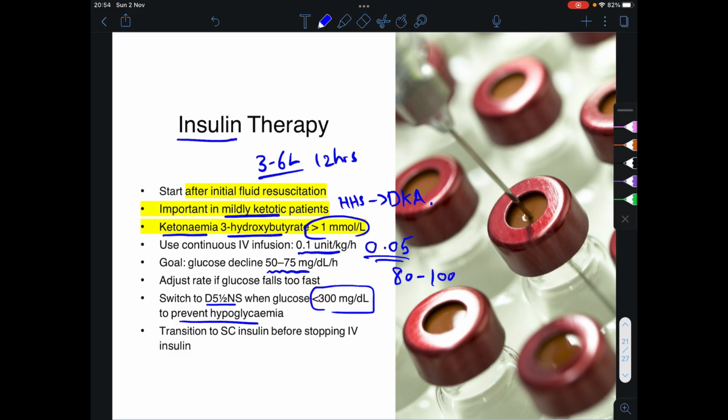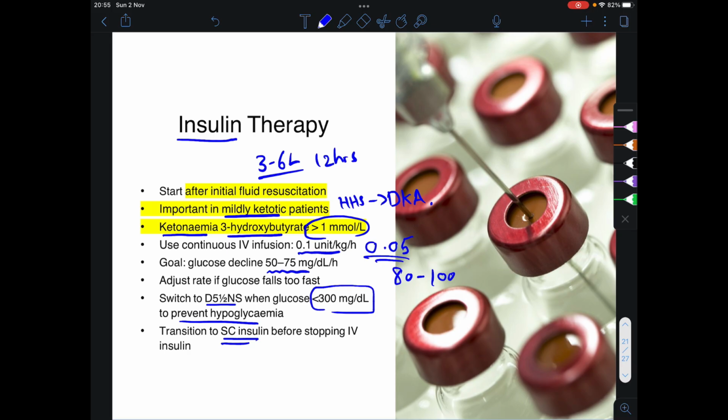And always, before stopping insulin infusion, you always have to give a subcutaneous basal insulin, and this can be started like 2 to 4 hours before stopping the IV infusion of insulin. And then you of course calculate the daily insulin, and you can refer the patient to an endocrinologist for recalibration of his drugs.